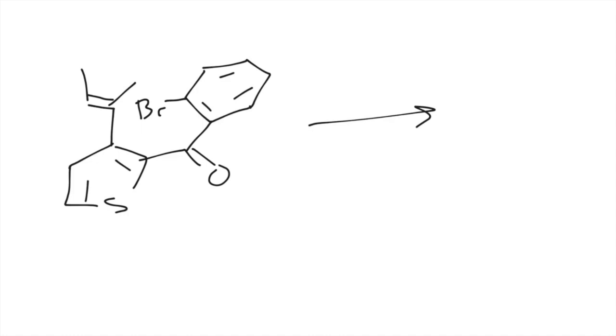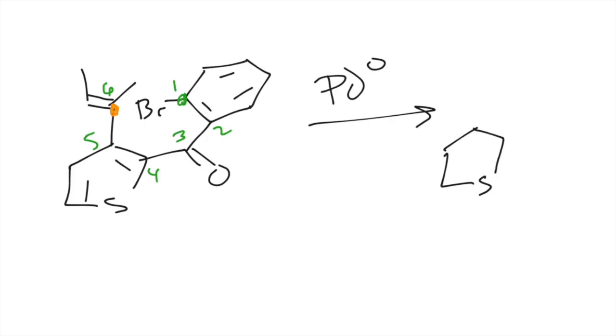And in the end I've got 1, 2, 3, 4. Did I lose the ability to count? I totally lost the ability to count, guys. 3, 4, 5, 6. So I'm going to make a bond from carbon 1 to carbon 6, right, using a Heck reaction, so using palladium 0. And you end up with that 6-membered ring.